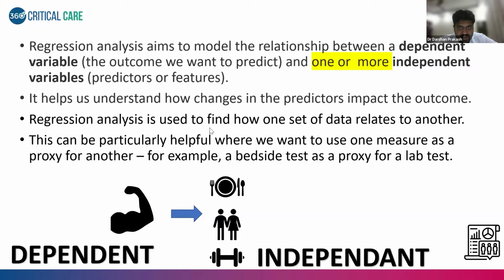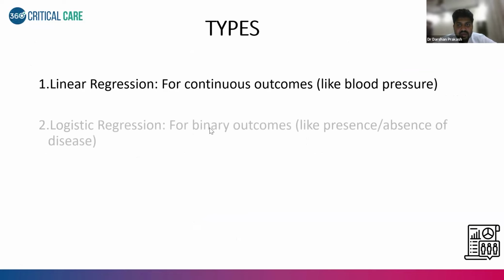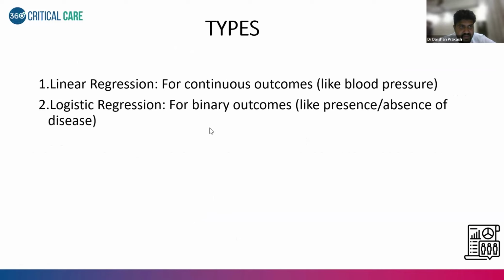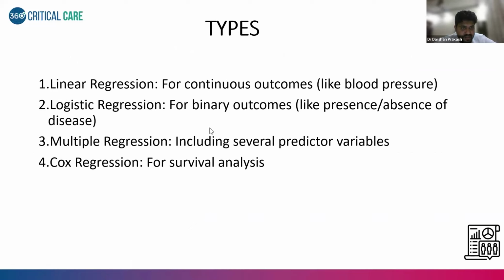Coming to the types of regression, it is divided into linear regression for continuous outcomes, for example blood pressure; logistic regression for binary outcomes like the presence or absence of a disease; and multiple regression, where many predictors are used to get an outcome or a dependent variable. Cox regression is usually used for survival analysis. This is one more type of regression analysis, which I'll specify in the next talk.